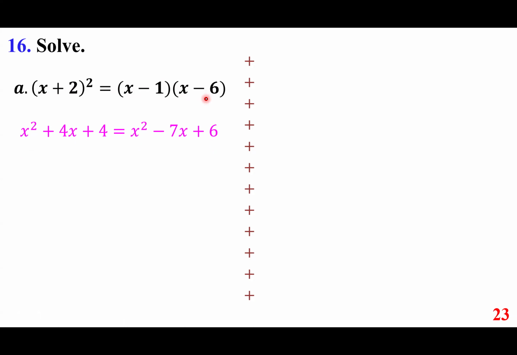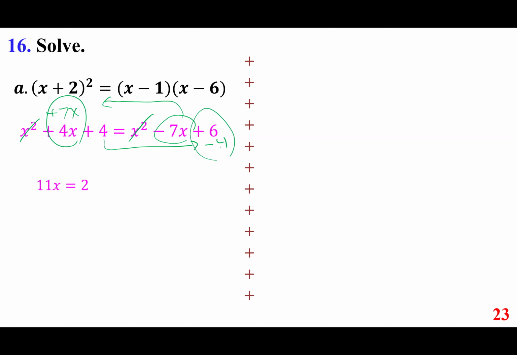We want to bring everything to the same side. We notice we have x squared on both sides. We don't have to move it, just drop it. This one, if you move it here, you get plus 7x, and this one, you get minus 4. This is 11x equals 2. Divide by 11, and that's the final answer, and you can check.